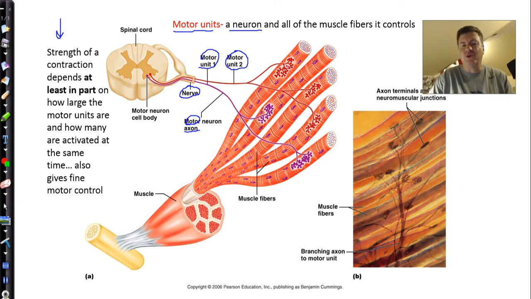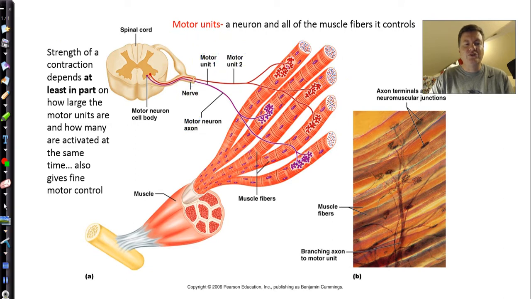So by control, if this neuron happens to fire, these three particular muscle fibers would fire. If this one fired, just those 2. If both of these fired, then all 5 of these muscle fibers would contract. So again, a motor unit is an important property in physiology because it means the neuron and all the muscle fibers that particular neuron controls.